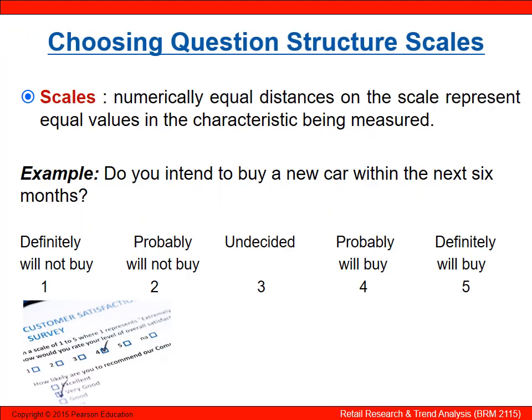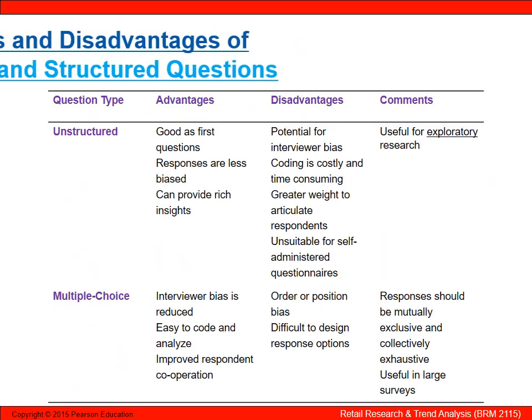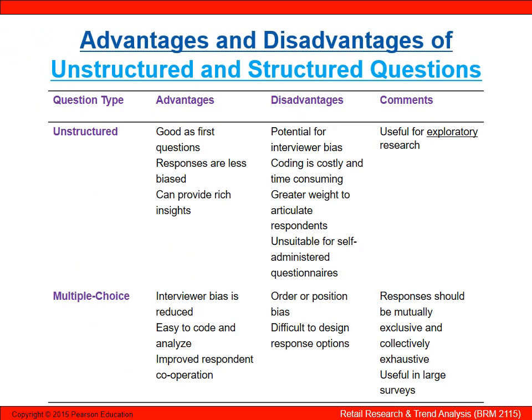Scaling. Numerically equal distances on the scale represent equal values in the characteristic being measured. Here in our example, scaling is a process by which a respondent will be assigned an overall attitude score from 1 to 5 with regard to the intention to buy a new car within the next 6 months. The following two slides give a summary of the advantages and disadvantages of the unstructured and structured questionnaire.